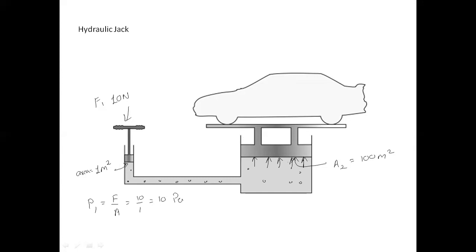Correct? So for this side, I know that the pressure is equal to 10 pascals. Area is equal to 100 meters square. If I want to calculate the force, force is equal to pressure into area. Pressure is 10, area is 100, so 1000 newtons. So you can see here, by application of a very small force, I've multiplied the force and now I'm getting 10,000 newtons. So to lift a heavy object, you can use a hydraulic jack. By applying a small force, we can multiply the force, get a huge value, and that huge value is able to lift the object.